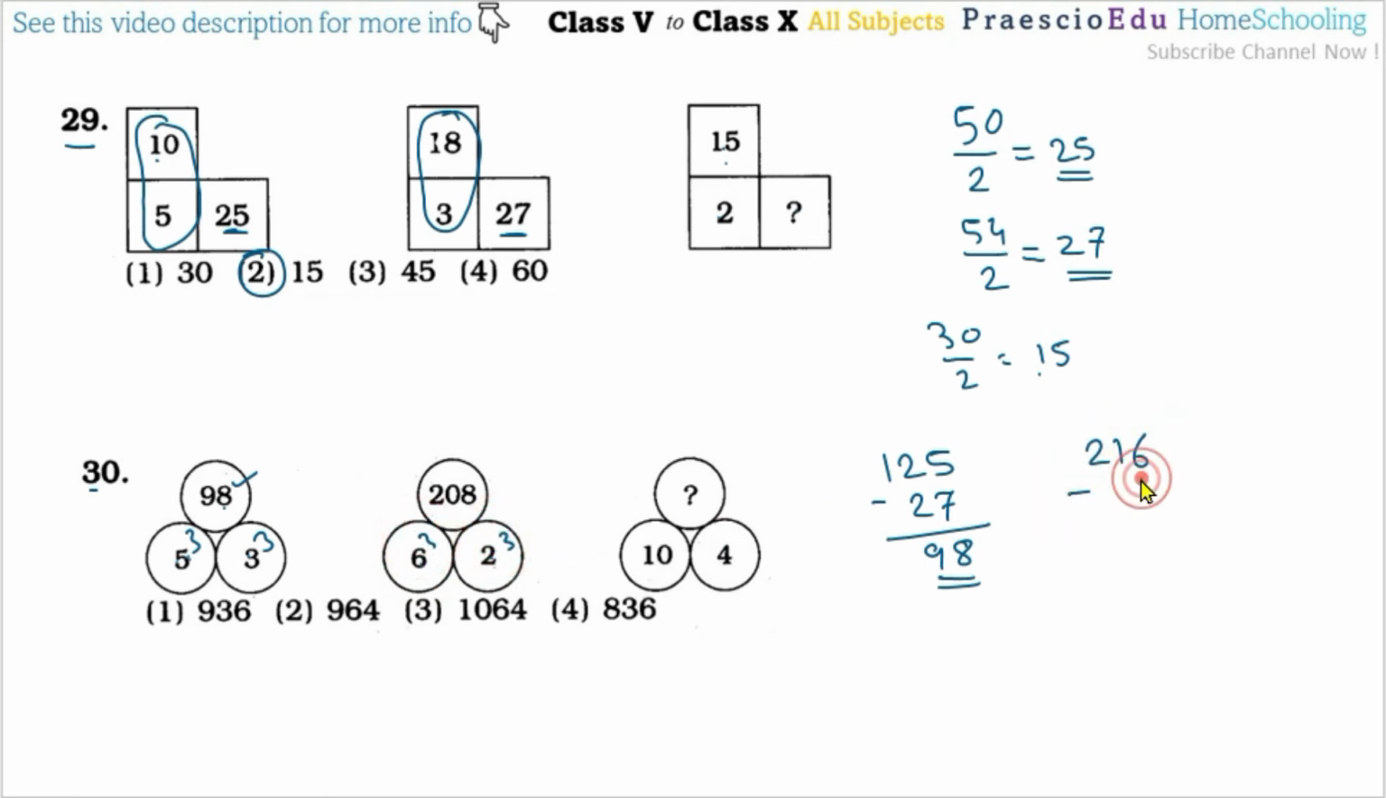So 216 minus 8, that is 208. So that is present at the upper side of this circle. Same, 10 cube is 1000, so minus 4 cube is 64. So here 936, and this is given in option number 1.